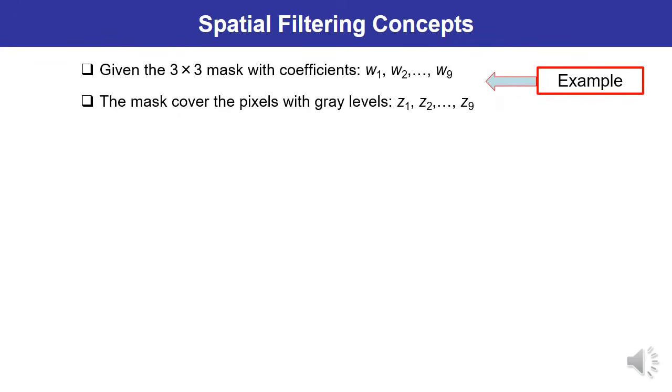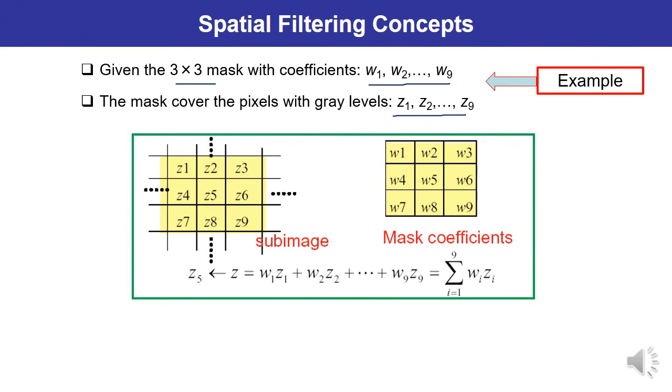The same thing can be further explained by taking a small component of it. Here I have taken a mask of 3 cross 3 whose coefficients are W1, W2 up to W9, and this mask covers pixels of gray levels Z1, Z2 up to Z9. In this diagram, the first case denotes the image, so Z1, Z2 define the gray levels, while the second case is the mask, and W1, W2, W3 are the mask coefficients. So what is the resultant?